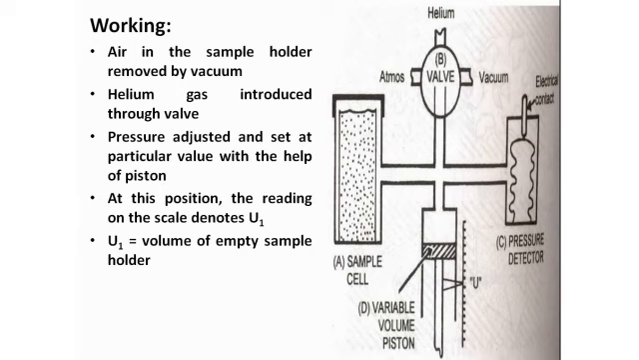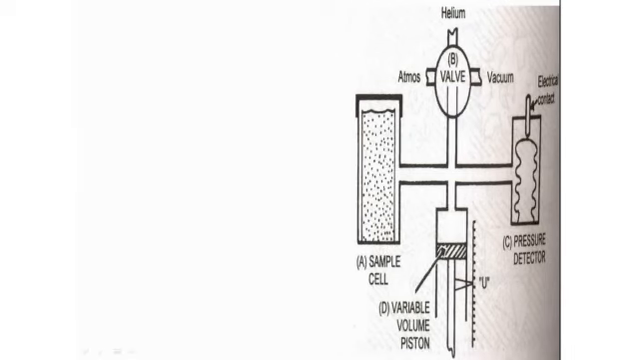Now the U1 is nothing but the volume of the empty sample holder. It means before doing the experiment, we will first see what is the volume of the empty sample holder. Now we are going to put the sample.